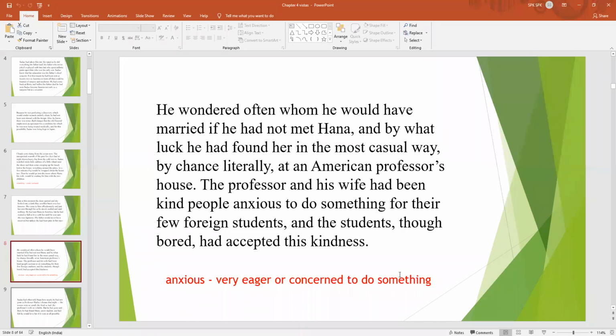Why? Because of that kindness only he went to their house, and because of that he met Hannah. So he was now feeling very lucky, and he was very glad that finally that day he had accepted the invitation sent by the professor and his wife, and he went there, and there he found Hannah.